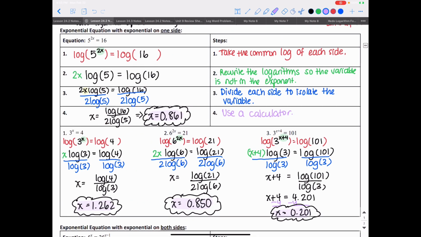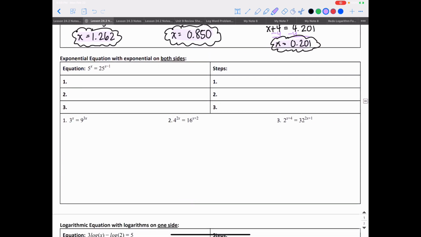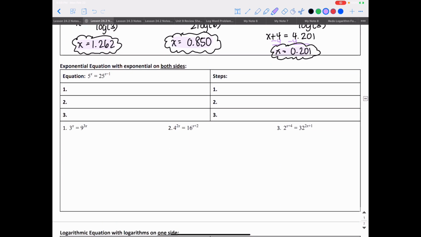All right, so that's exponentials with an exponential on just one side. For exponential equations with exponentials on both sides, that means I have a base raised to some exponent on both sides. Here are the steps for solving that. The first thing you're going to do is rewrite both sides in terms of the same base.